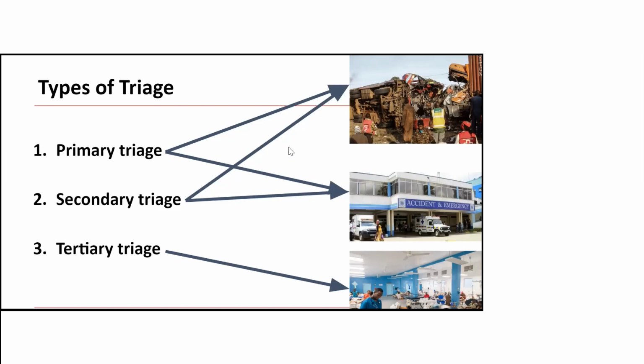And then the last part is the tertiary triage. This one happens in the emergency department after you've intervened, you've gotten some results, and now you're looking at the patient again. That's where tertiary triage happens.